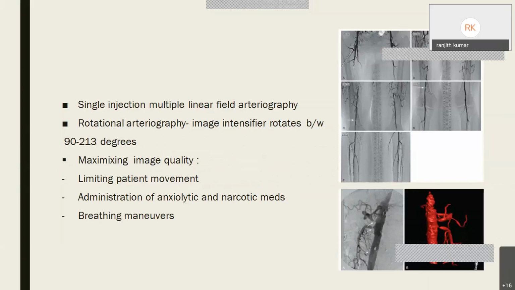So there's an entity called single injection multiple linear field arteriography, where we put the flush catheter in the aorta, and both the lower limbs can be imaged at a single time. Other is rotational arteriography, where the image intensifier rotates between 90 to 213 degrees, providing all the images. And to maximize the image quality, we have to limit patient movements, administer anxiolytic and narcotic medications, and also use breathing maneuvers like breath holding while giving the contrast.